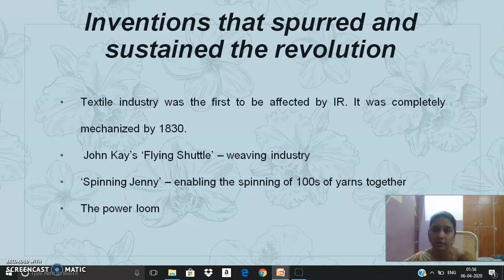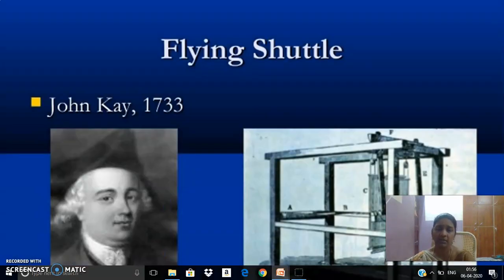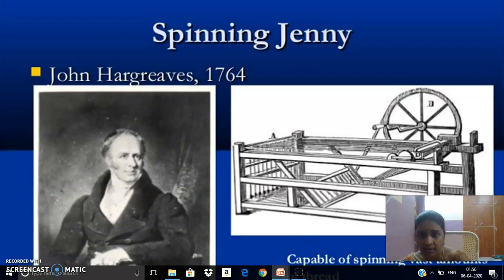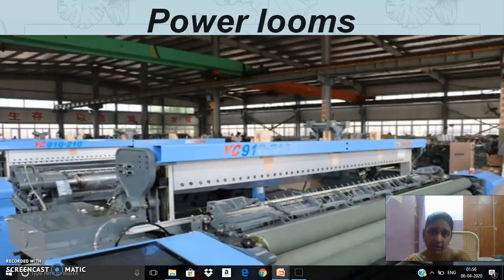We find a lot of inventors who invented machines for fast spinning, and one such machine is called the Shuttle, which was introduced by John Kay in the year 1733. Another spinning machine, introduced by John Hargreaves in the year 1764, was the spinning jenny. The advanced and improvised machine called the power loom was introduced later, after the introduction of electricity. So these are some of the positive impacts in the weaving industry that led to higher production and more profit for the owners of these factories.